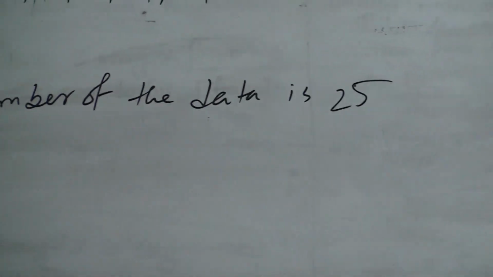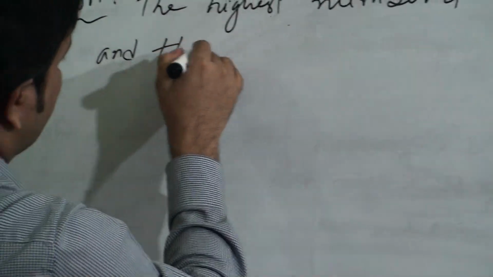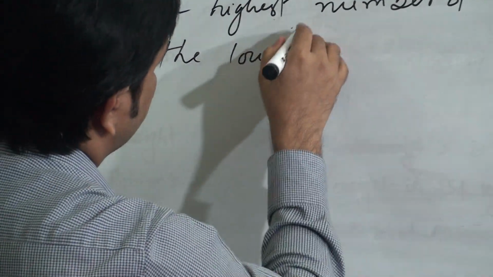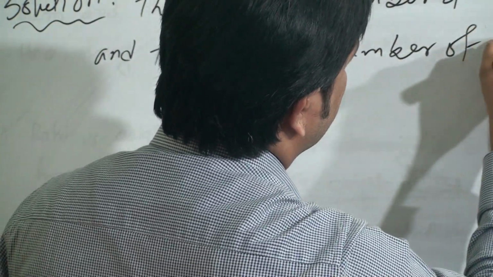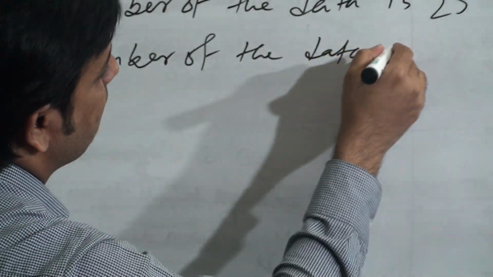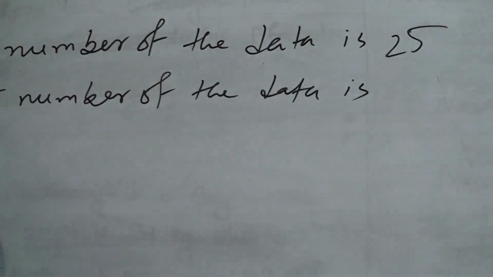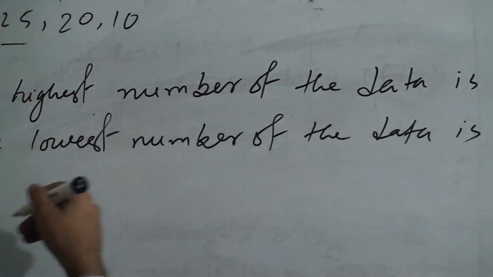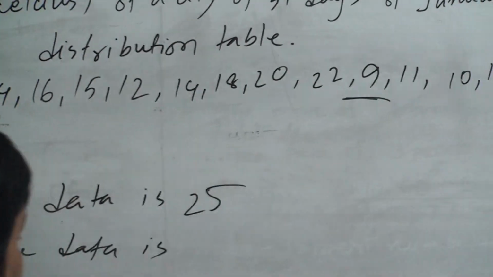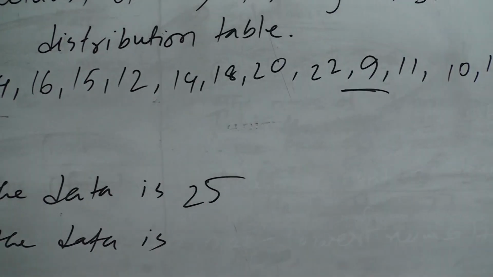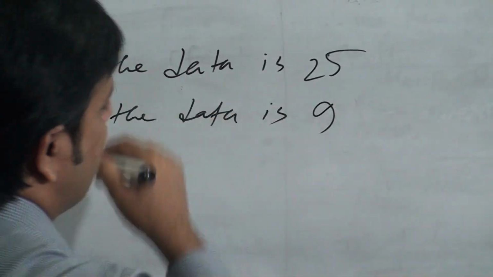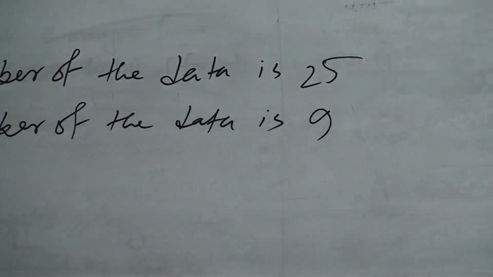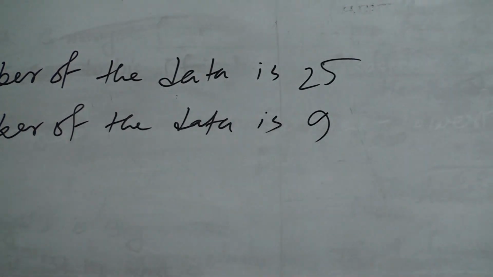And the lowest number of the data is, now if you see here, you will see a number that is 9. 9 is the lowest. This is a single digit number here. There is no single digit number except 9. So 9 is the lowest number. So we can determine the range.